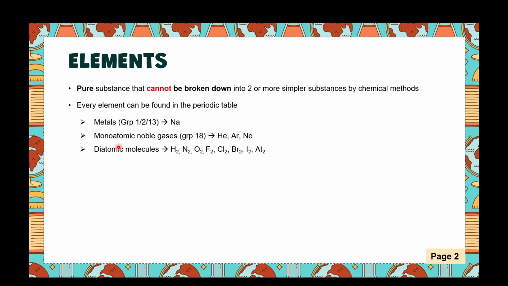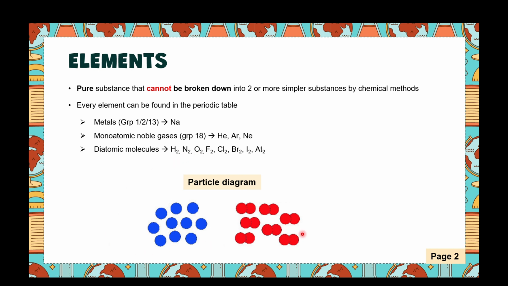Last but not least, in group 17, we also have the diatomic molecules, and specific examples are fluorine, chlorine, bromine, iodine, and astatine. On top of the group 17 diatomic molecules, they are also seen in hydrogen, nitrogen, and oxygen.